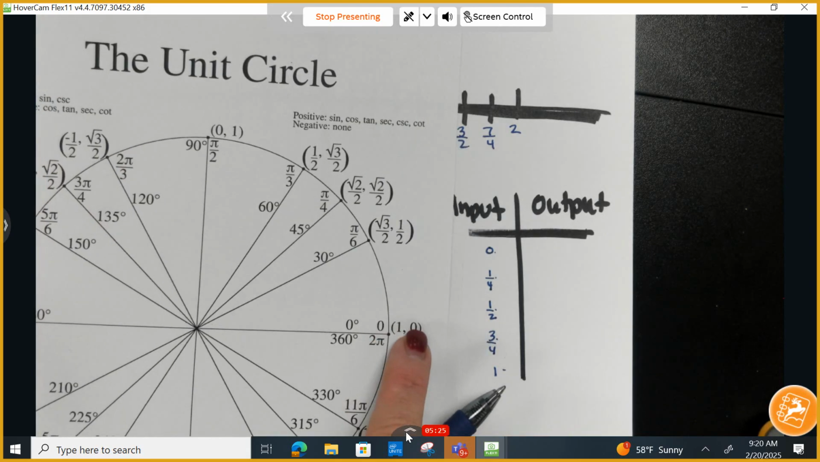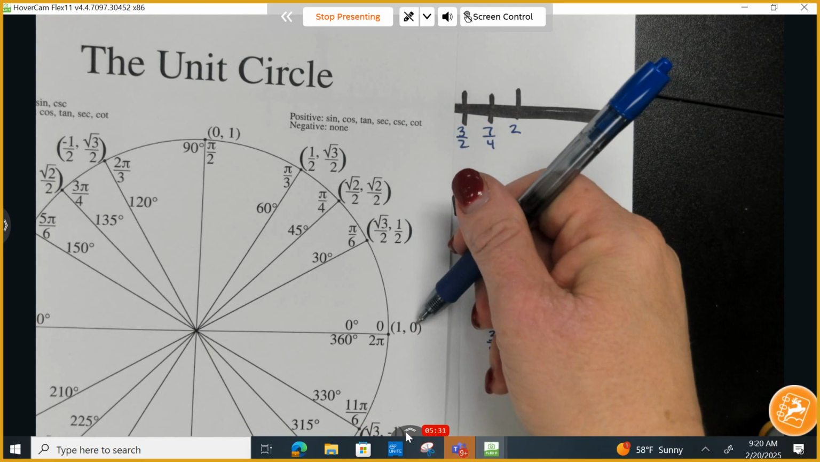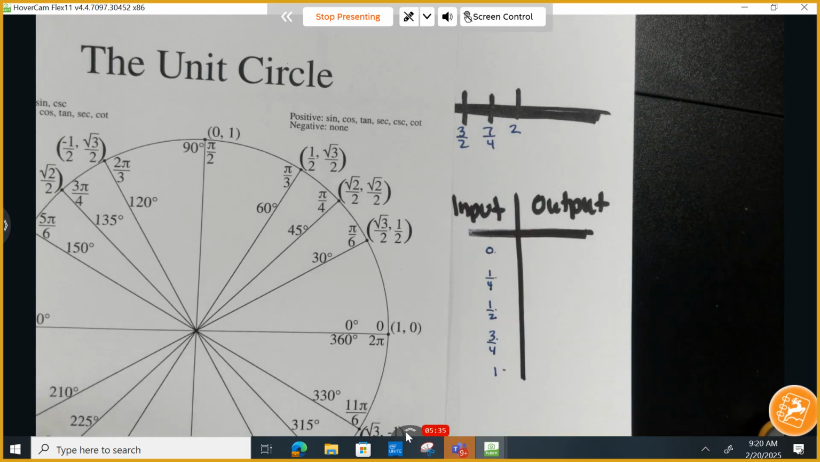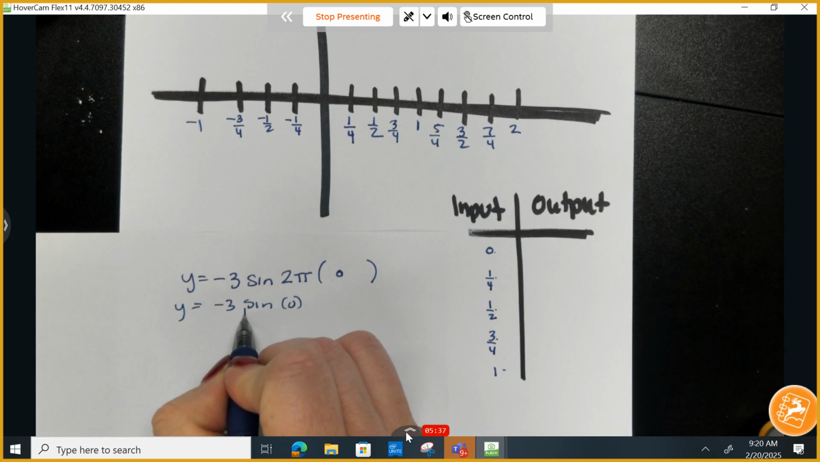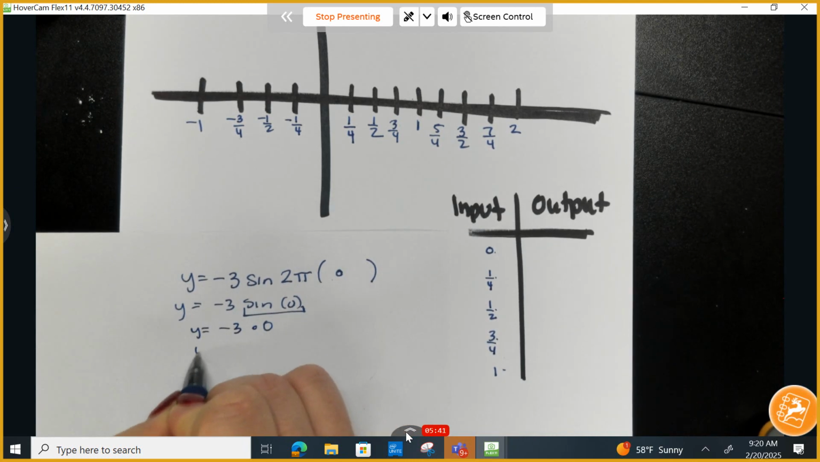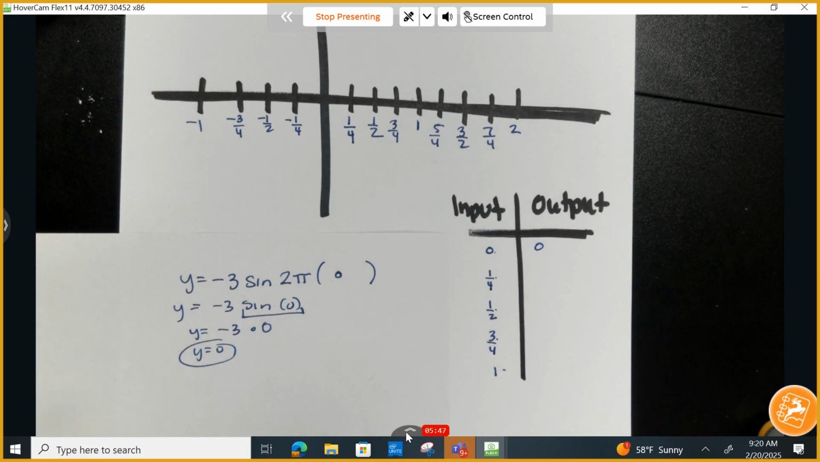Well, how do I know which number is the sine? CBS, cosine before sine. That means sine is the second number. So the sine of 0 happens to also be 0. When I evaluate this portion, I get 0. Now I take it times -3. -3 times 0 is 0. So the output value is 0.